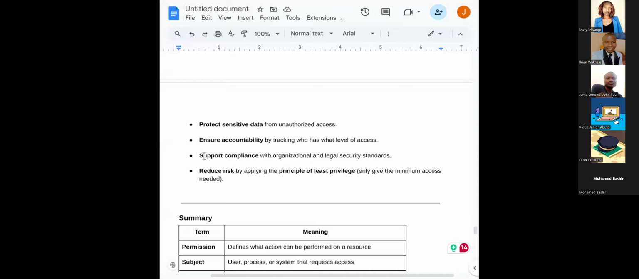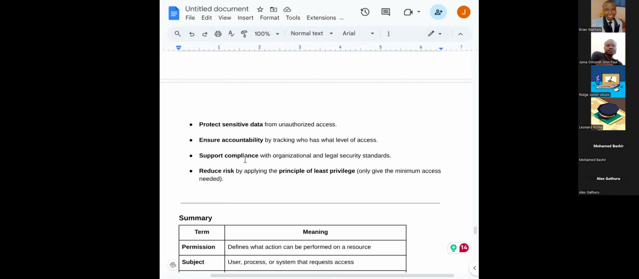And then the third one, we have support compliance. Within an organization, for example, if you create your AWS account today for your new startup, and one of your compliance regulations is that you should ensure the security of the data in the database and in S3, but then you give everyone access to the database and S3, people will spill your data. And you might find yourself with several lawsuits.